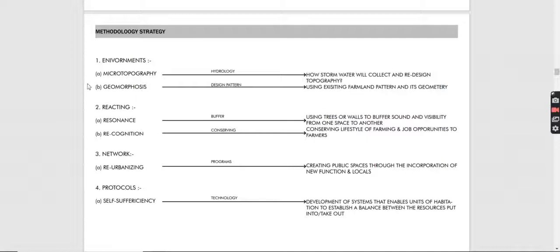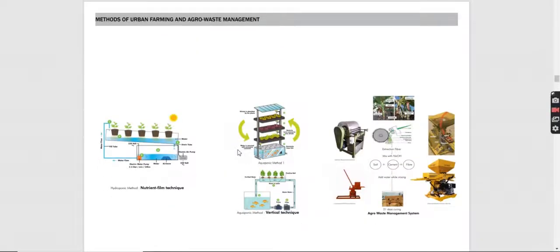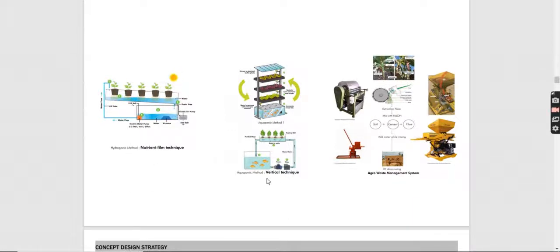With the methodology strategy, I used hydrology, design patterns, conserving programs, technology, and now the methods of urban farming and agriculture management. There is the hydroponic method, the vertical aquaponic method, and the agriculture waste management system. In hydroponics, the plants are kept on the bed and the water slowly flows down to the pump and treatment, and then is sent back again. So almost 80% of the water is saved in a day. Similarly in aquaponics they use a fish tank, and in vertical farming they use drip water, and it goes down, then comes back again through a treatment pump.